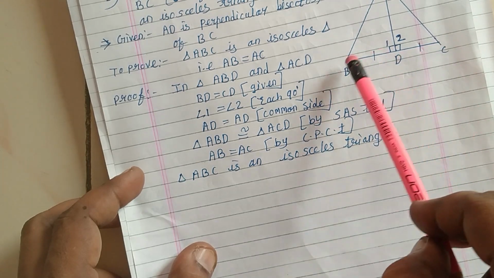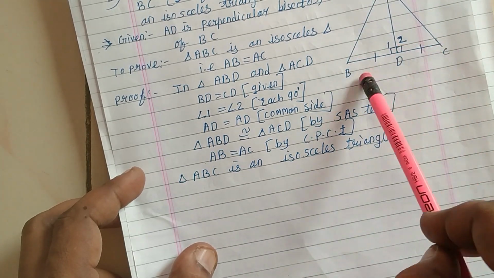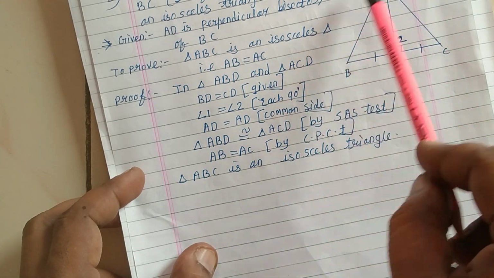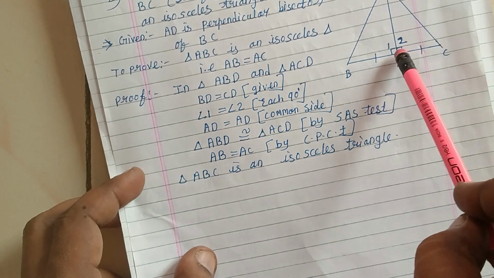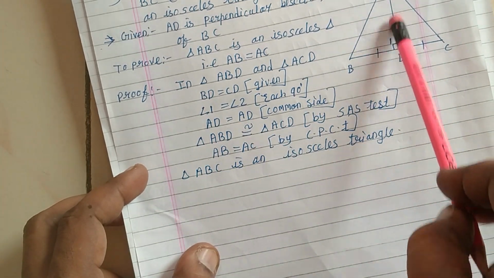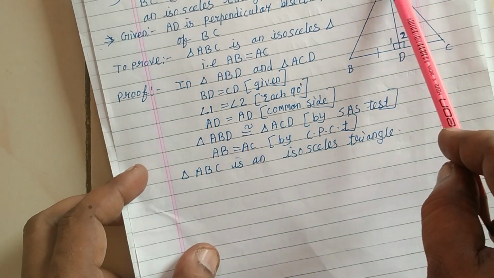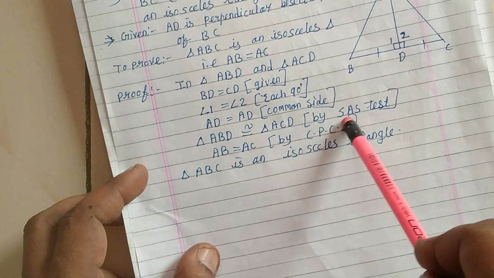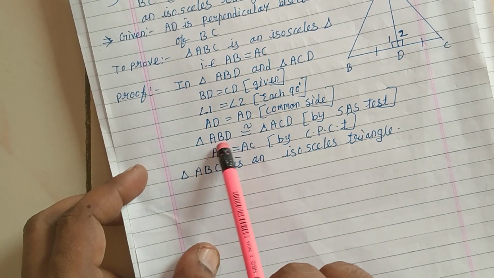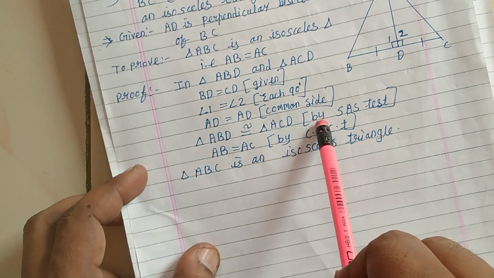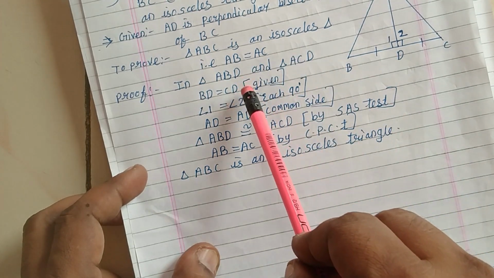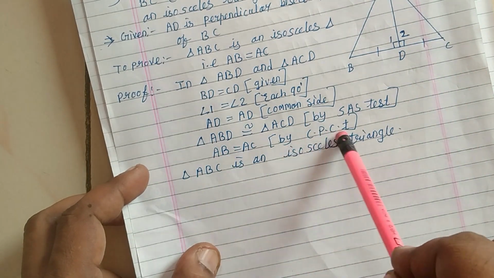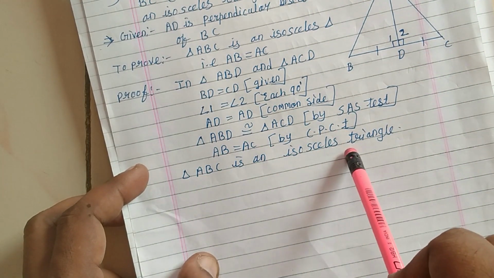BD is equal to CD. It is given because AD is a bisector of BC. Then angle 1 equals angle 2, 90 degrees, because AD is again perpendicular. Then the third one is AD is common. You can see AD is in triangle ABD, and AD is a part of triangle ACD also. So triangle ABD is congruent to triangle ACD by the SAS, side angle side test, and AB will be equal to AC by CPCT. That is, triangle ABC is an isosceles triangle.